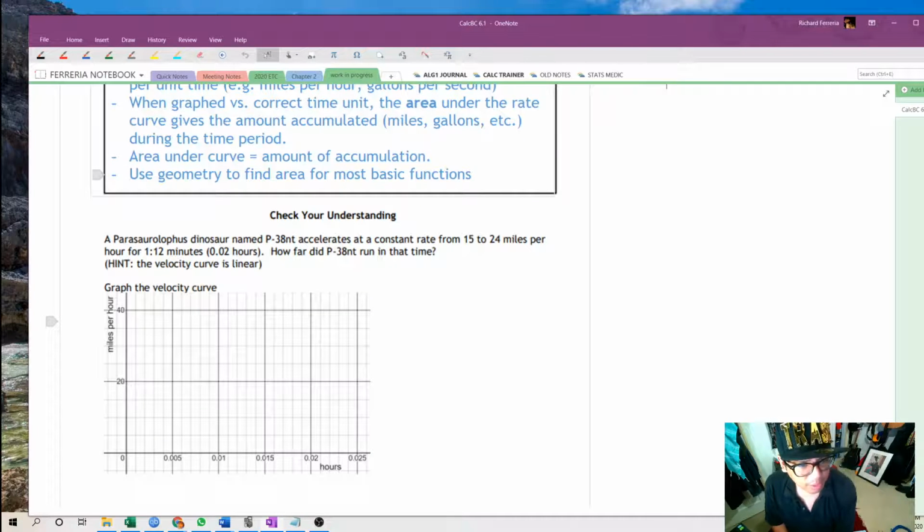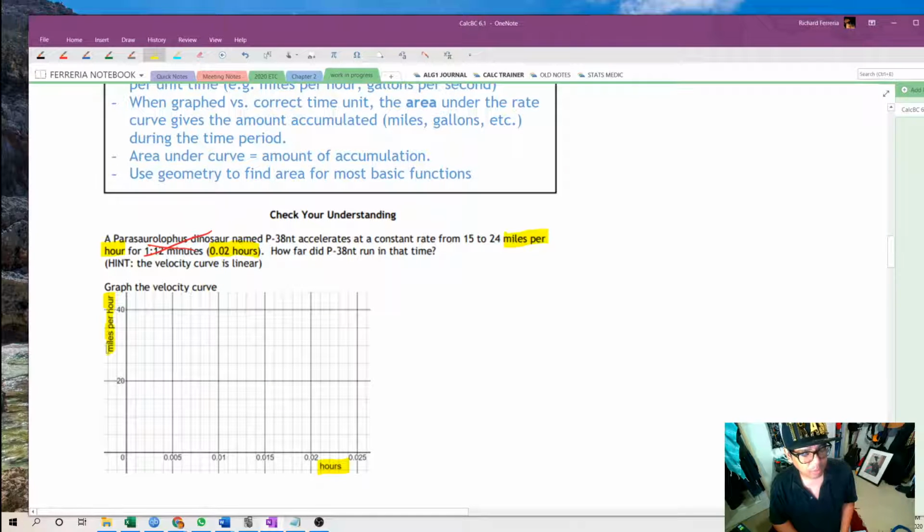Let's take a look at that velocity curve. Notice that we have to pick our correct units again. We are given a rate in miles per hour, and so this unit right here, 112, is kind of useless for us. The unit that we want is hours. If we didn't get hours, we would have to convert to hours. Conveniently, the graph says hours down here, and miles per hour over here.